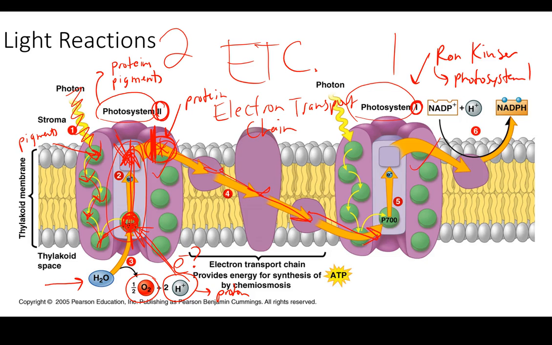So that electron transport chain represents a bridge from the first photosystem in the pathway, photosystem 2, to the second photosystem in the pathway, photosystem 1. Okay? So that's that bridge. I'll tell you next class what that bridge is doing.